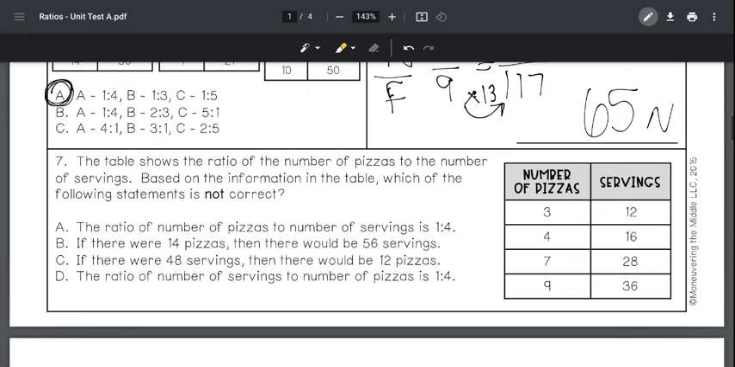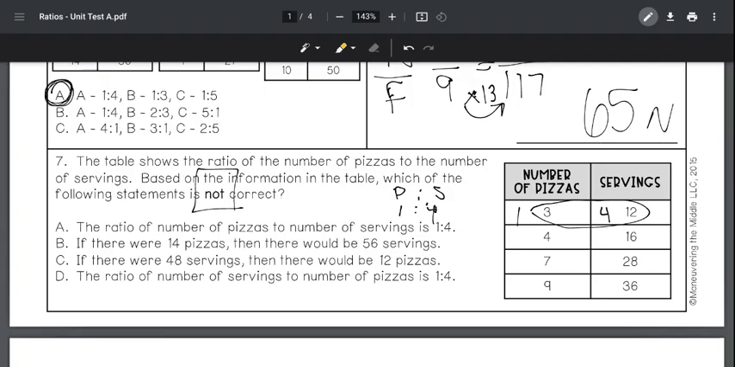Number 7, the table shows the ratio of the number of pizzas to the number of servings. Okay, pizzas to servings, 3 to 12. 3 to 12 simplified is 1 to 4. Okay, so pizzas to servings is 1 to 4. That's going to help us answer these. Based on the information in the table, which of the following statements is not correct? Which means there are 3 good answers and 1 incorrect answer, and the incorrect answer is the one that we want.